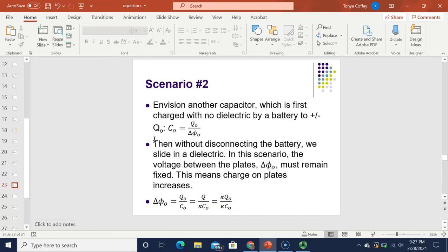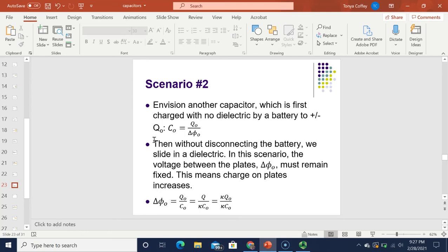Okay, so that was scenario 1, and it was very, very helpful. But now let's picture another scenario. Let's have another capacitor, and this one has no dielectric to start off with. You hook it up to a battery and you charge it until the capacitor plates reach plus minus Q naught. You do this with a voltage from the battery of delta V naught. So we have our equation for the capacitor again: C naught is equal to Q naught over delta V naught.